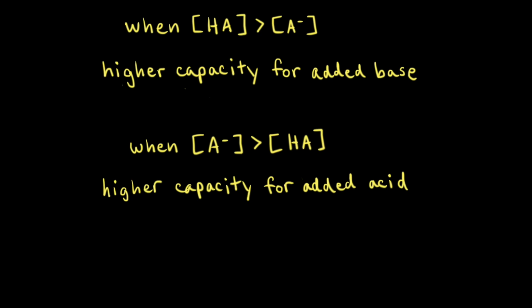We just looked at two buffer solutions in which the concentrations of weak acid and conjugate base were equal. However, a buffer solution doesn't have to start with equal concentrations of the weak acid and its conjugate base. For example, when the concentration of weak acid is greater than the concentration of conjugate base, the buffer has a higher capacity for added base than added acid. And when the concentration of conjugate base is greater than the concentration of weak acid, the buffer has a higher capacity for added acid than added base.